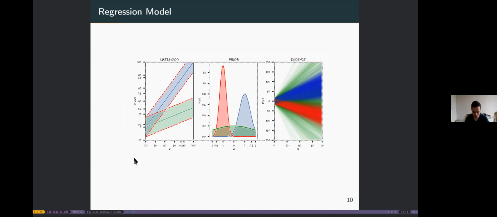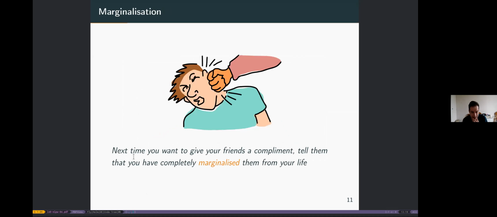So that's important. Tongue in cheek, I usually say this: if you want to really give someone a compliment, your friend, your partner, you should tell them you've completely marginalized them from your life. Because that means in anything you do, you take their every opinion into account.